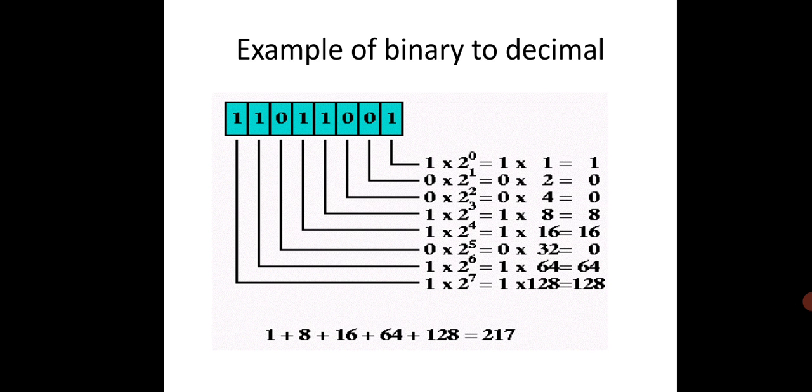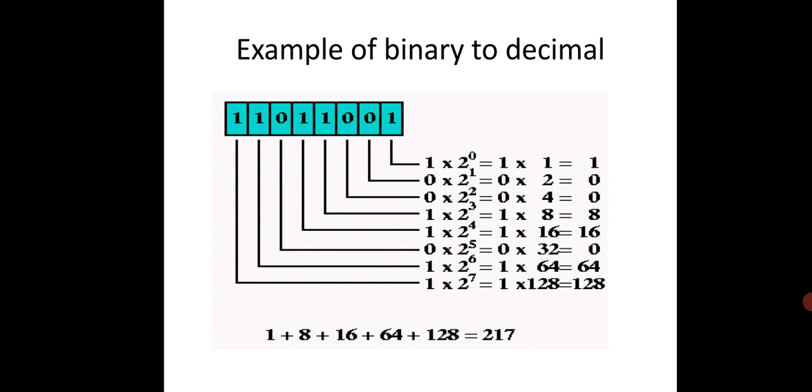And the last is again 1. So 1 into 2 raised to 7. That is, 2 raised to 7 is 128. So 1 into 128 is 128.